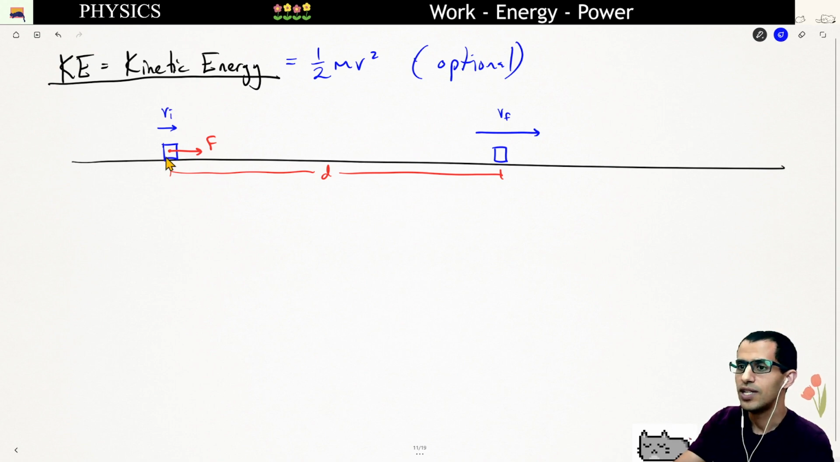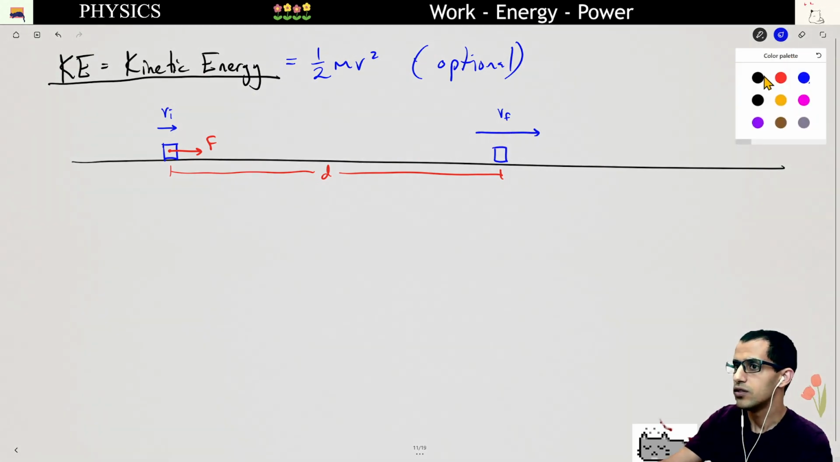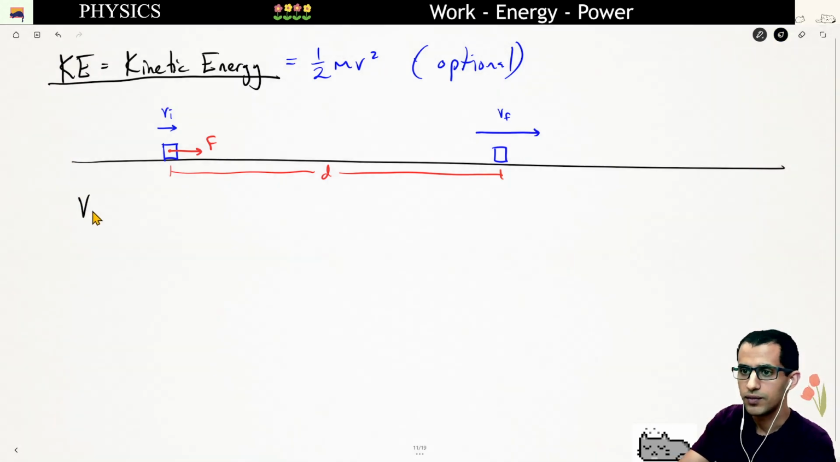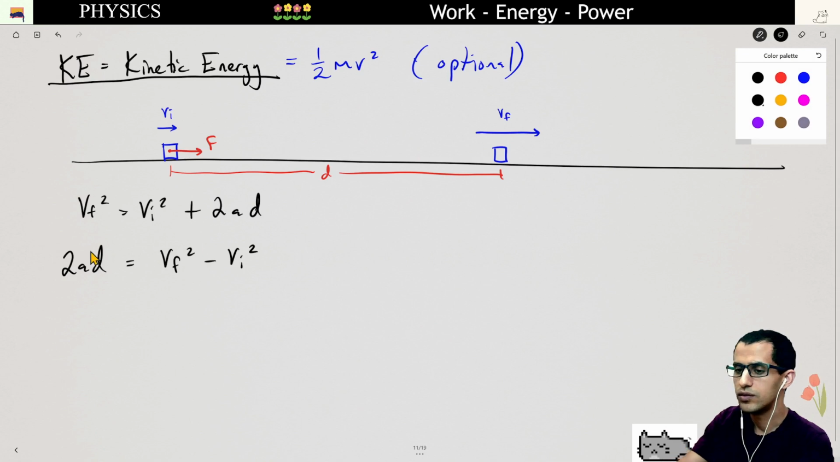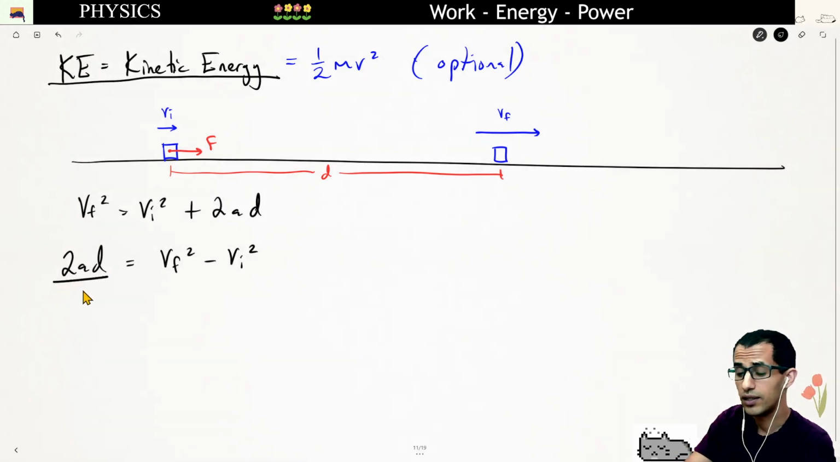So what's happening here is I have an object with an initial velocity vi. We apply a force to it, a constant force over a displacement d, and we end up with a higher final velocity. So to derive this equation, we're going to use our fourth equation from kinematics, where vf squared is equal to vi squared plus 2ad. We're going to isolate our 2ad, and that's going to be equal to vf squared minus vi squared. We're going to divide both sides by 2.